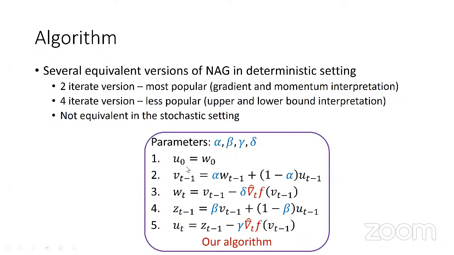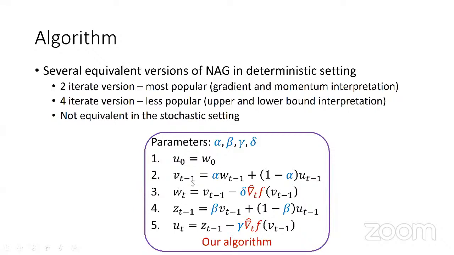So we have 4 different iterates: U, V, W, and Z. And what we are doing is gradient descents at some points. So for example, V_{t-1} is a gradient descent at W_{t-1}, but using the gradient at a different point. So we do gradient descents starting from one point, but using gradients of a different point. Sorry, I misspoke.